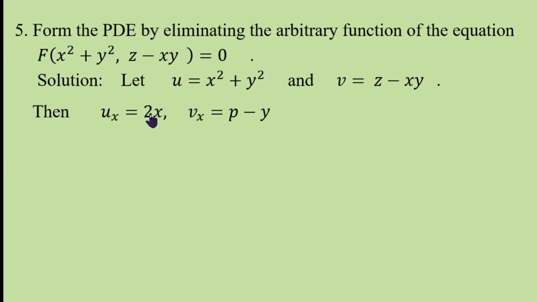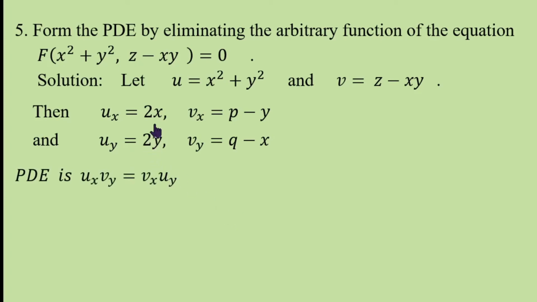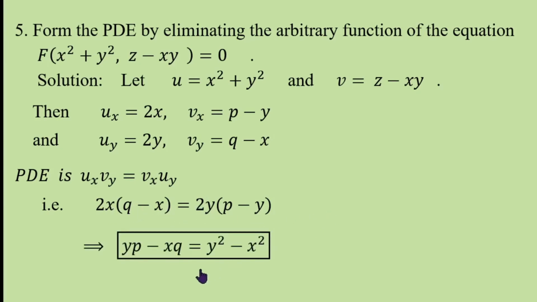So, u with respect to x is 2x and u with respect to y is 2y. And v with respect to x is p minus y, derivative of xy is y. And v with respect to y is q minus x. Now, PDE is 2x into q minus x equal to 2y into p minus y. Cancel 2. qx minus x square equal to py minus y square. Or here yp minus xq equal to y square minus x square.